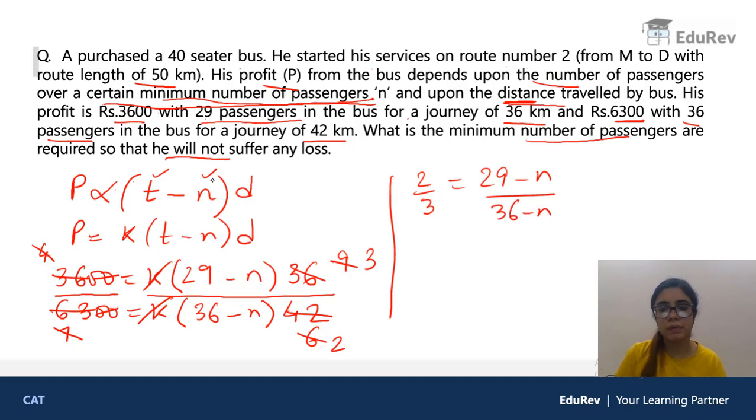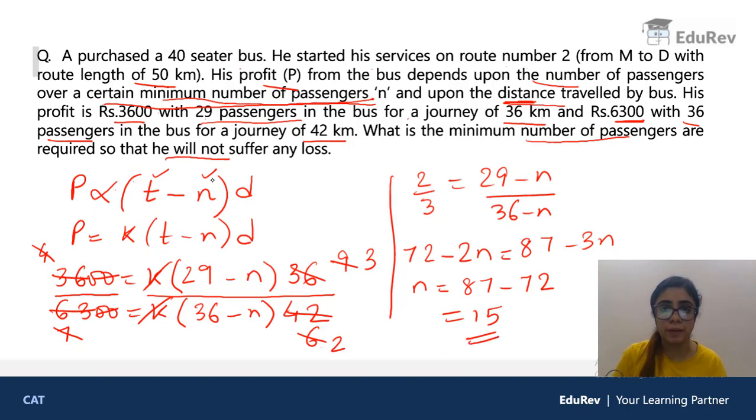So if I cross multiply, I will get 72 minus 2N is equal to 29 into 3, which is 87 minus 3N. So 3N minus 2N will become N, which is 87 minus 72. So this value will come out to be 15. So that means this fellow needs at least 15 passengers so that he does not suffer any loss. Okay?